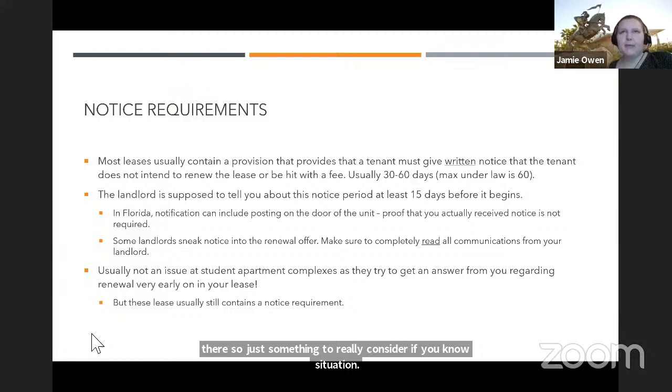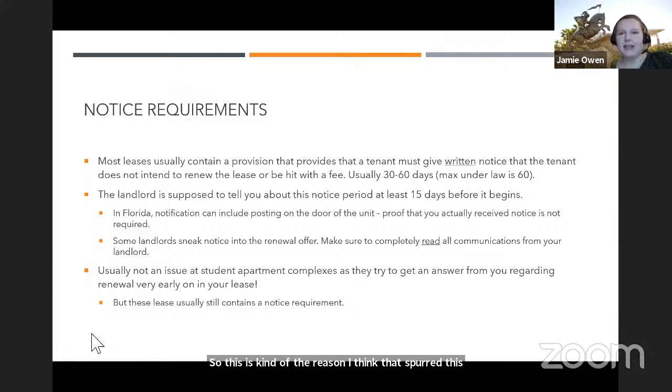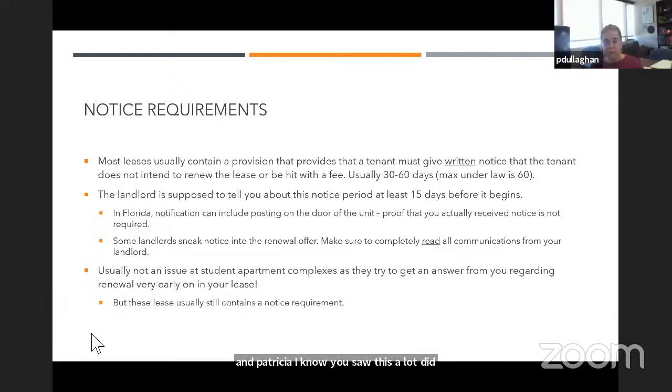So this is kind of the reason I think that spurred this presentation: we saw, in part due to the pandemic and people maybe not being local as much as they would have been in previous times, some issues with the notice requirement. And Patricia, I know you saw this a lot. Did you want to? I'm still seeing it a lot. So a couple of years ago, a new statute was passed that allowed the landlord, and when I say landlord, I mean the lessor, the company they rent from, to include a paragraph in the lease that requires you to give advance written notice that you'll be vacating when the lease ends.